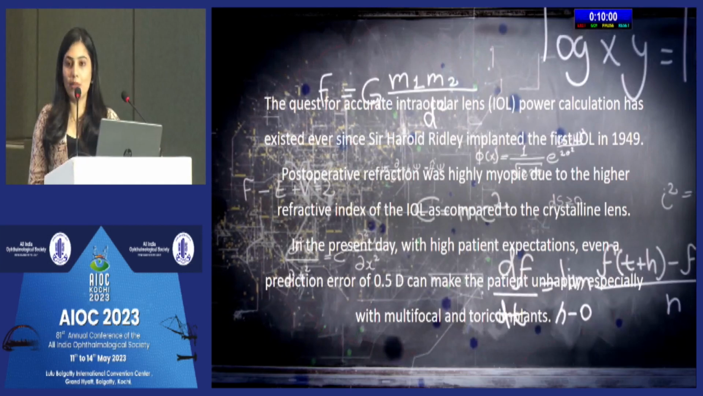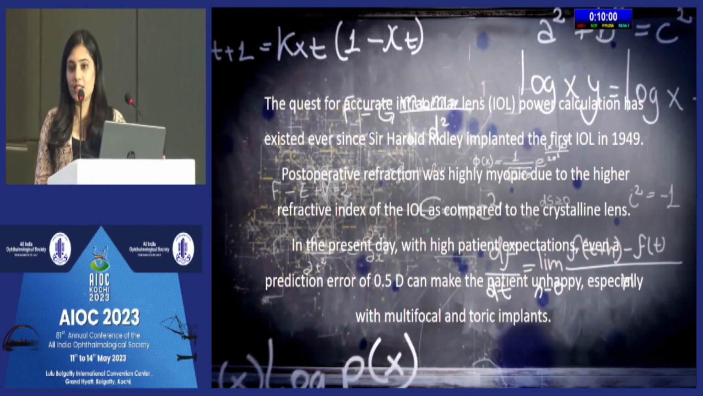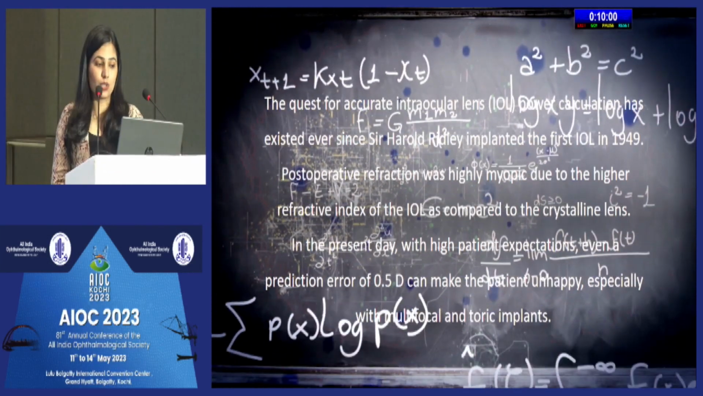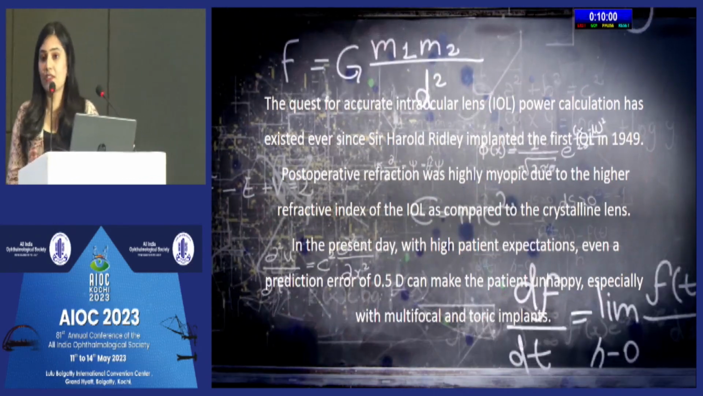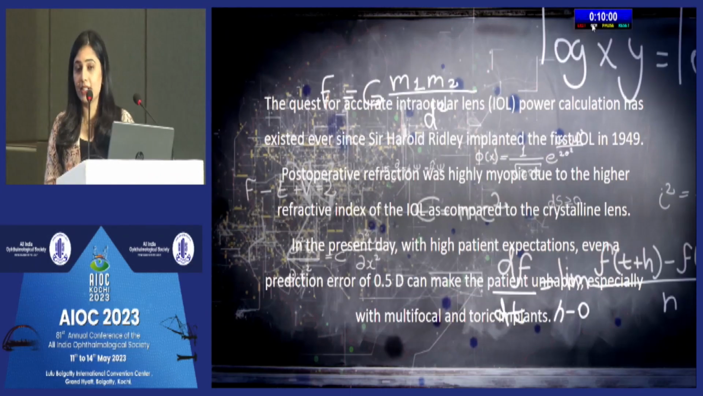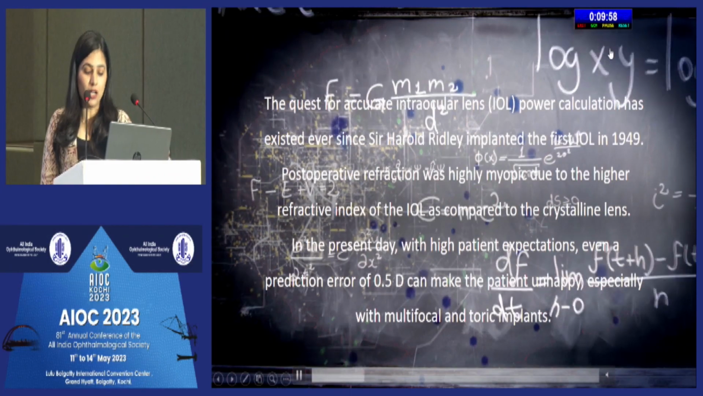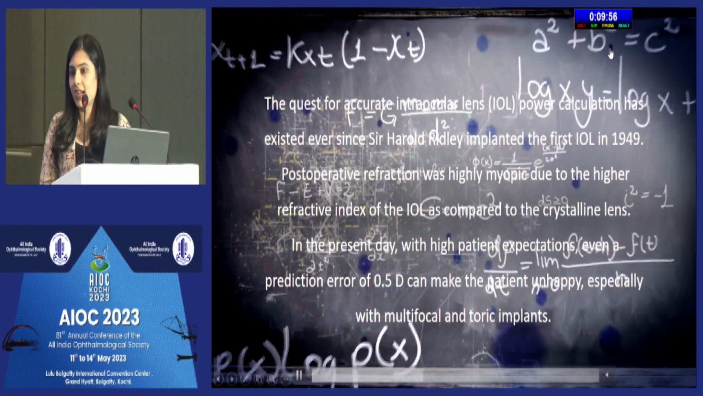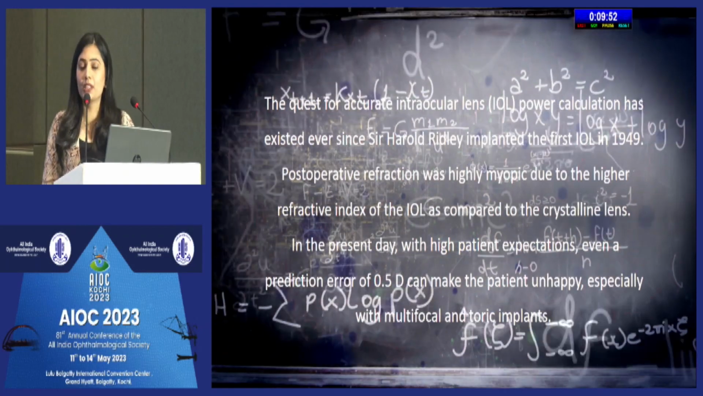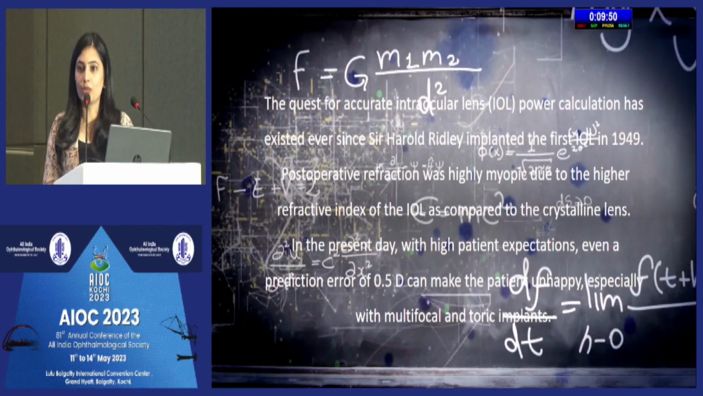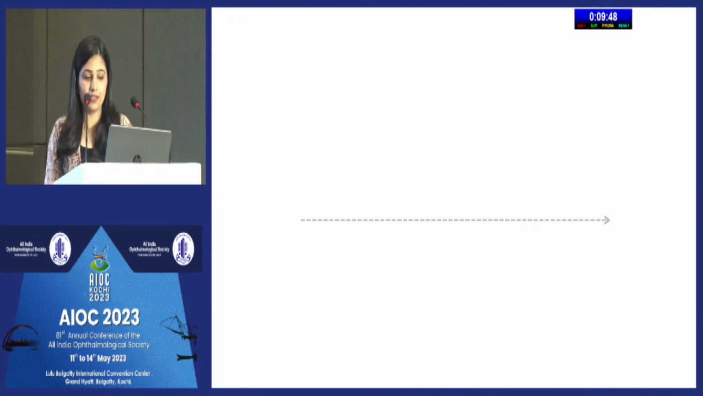So I'll be talking about IOL calculation formulas, which and when to use. The quest for accurate IOL calculation has been there since the first IOL was implanted by Dr. Harold Ridley, sir, in 1949. Now today, as sir said, cataract surgery is not just cataract surgery. It has become a refractive surgery, where the patient expects the post-operative outcome to be between plus and minus 0.5.